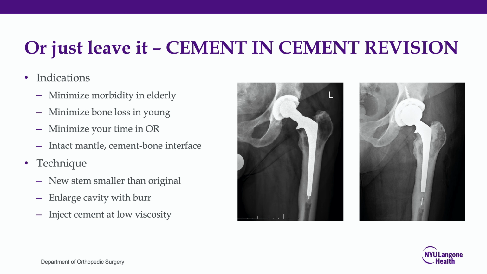European colleagues. You can minimize your time in the operating room with these cement in cement revisions. You're going to need to have an intact mantle and an intact cement-bone interface to make this work. The technique: after extracting the stem, you're going to need to implant a new stem that's smaller than your original. You're going to need to enlarge the cavity somewhat with a burr and inject your cement at low viscosity. There have been studies showing that if you enlarge the cavity with an ultrasonic cement removal device, that does actually compromise the quality of the cement mantle that you create.